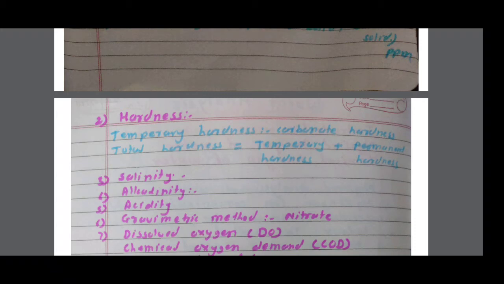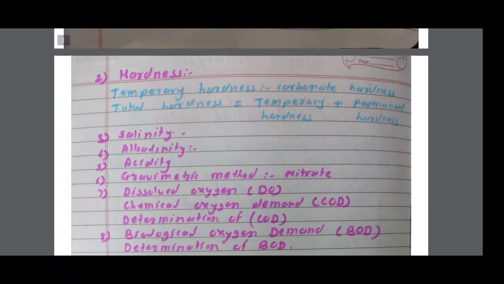After total hardness of water, the next chemical parameter is salinity. Salinity of water may be defined as the quantity of dissolved salts in water. Which salts dissolve in water depends upon the salinity. It is also called saltiness and it is measured in ppt or percentage.